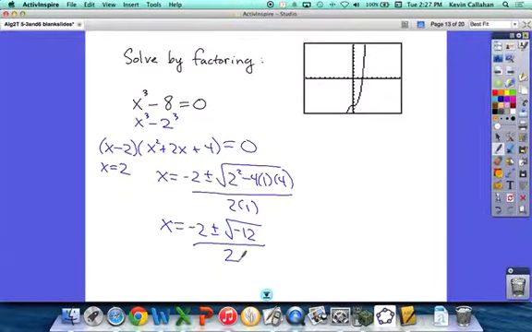So the only difference between the one we did before was that because that was a minus, that first number was a plus. Now it's a negative. So we solved this one already. This one is negative 1 plus or minus i root 3.